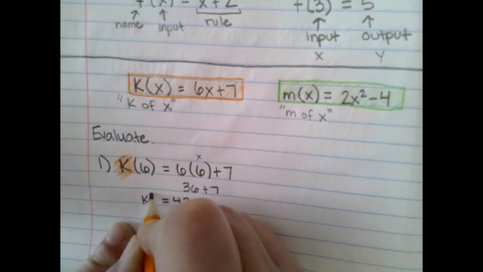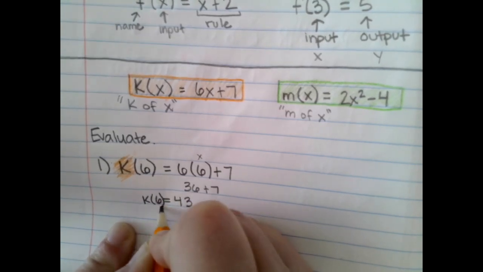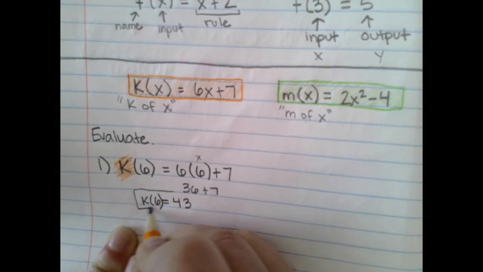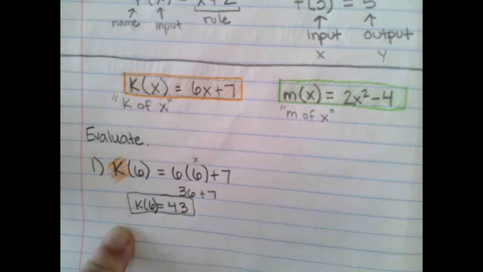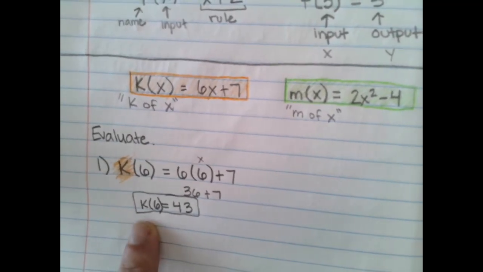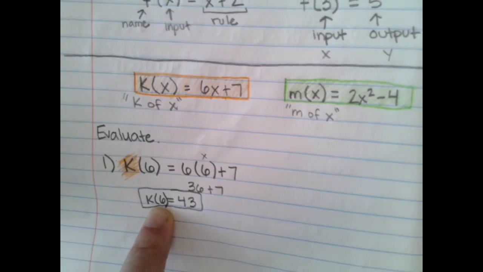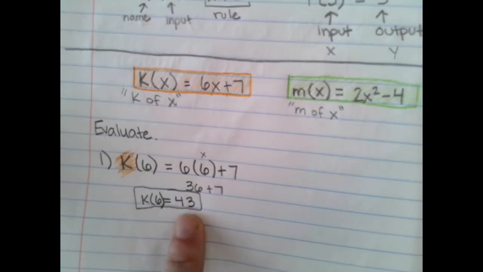So as a full sentence, we're going to put this all together where we say k of 6 equals 43. And that tells me a lot of information. It tells me which function we used. We used function k. When we put 6 into the function k, what do we get out? 43.